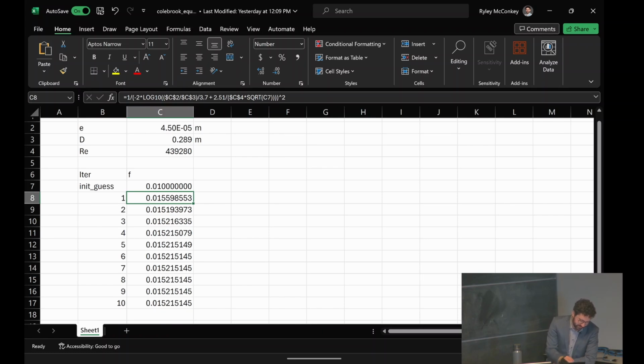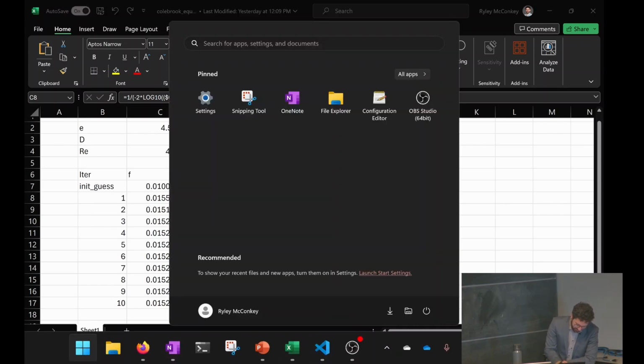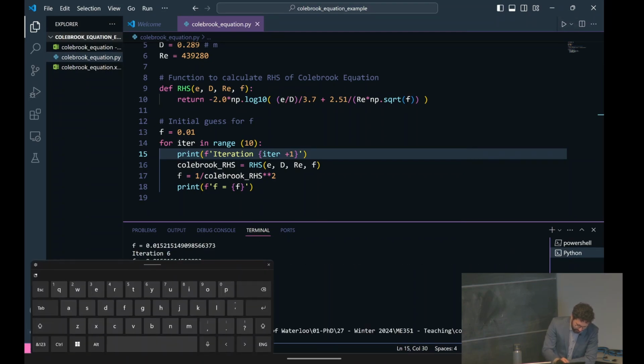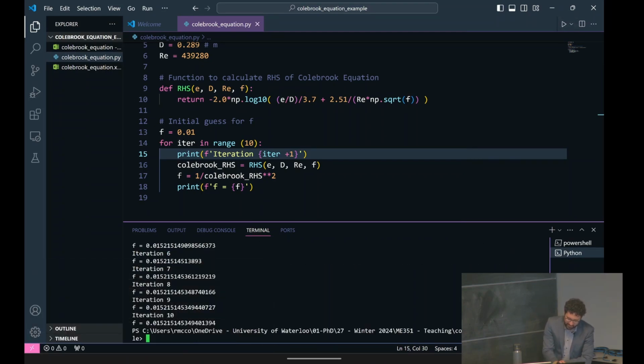So that's a 10-iteration spreadsheet you can look at. I also posted a little Python example. If you want to do an equivalent one in MATLAB and have that ready for the tutorial on Thursday, that'd be useful. You can see at the bottom, we get the same answer as the spreadsheet, 0.0152. So this is more in line with the algorithm that I gave you for calculating the Colebrook equation.